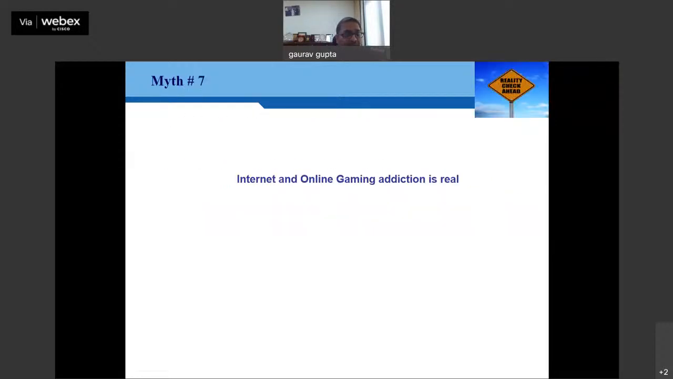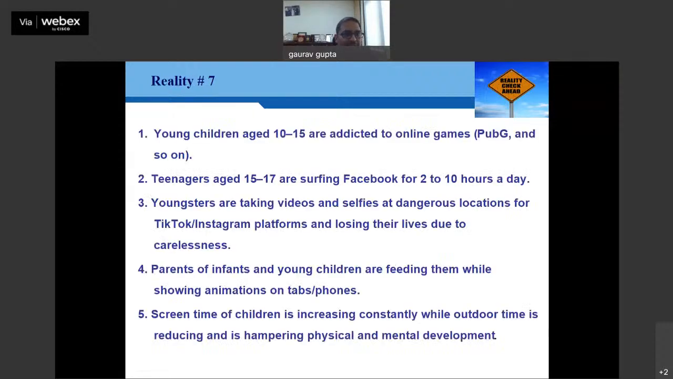We are also seeing that internet and online gaming addiction is becoming real. This is very serious for young ones. Young adults and kids are becoming independent. Please move on to the next slide. People are playing PUBG kind of games. They are spending time on Facebook, TikTok, and Instagram. They are taking photographs and videos at dangerous locations because they want more likes. All these things are causing a lot of mental as well as physical well-being problems, right?